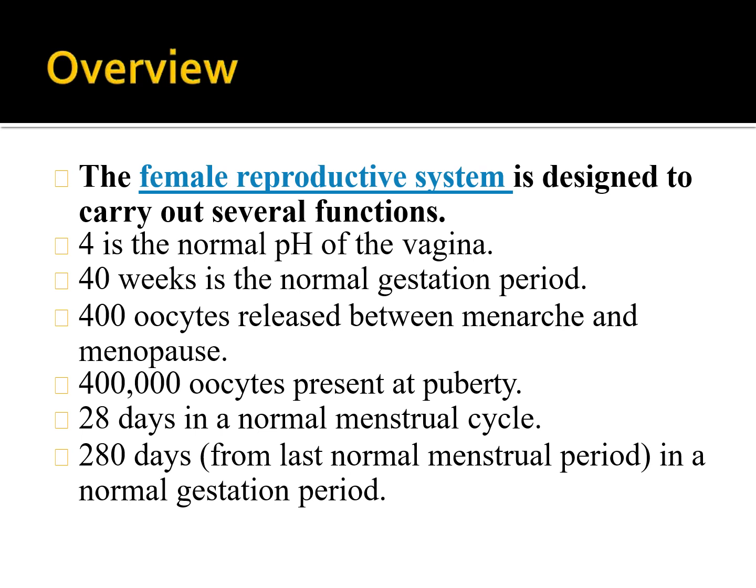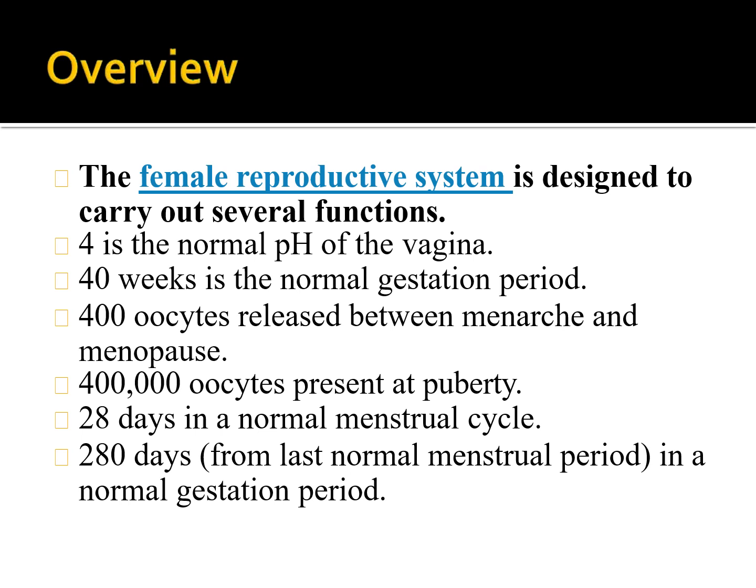And it releases around 400 oocytes between menarche and menopause. Menarche is the onset of first menstruation, and menopause is the stoppage of menstruation. In between menarche and menopause, every month alternately, both ovaries release around 400 ovums or oocytes. At the time of puberty, the ovary contains around 4 lakh oocytes, but out of that 4 lakh, only 400 will be released as secondary oocytes or ova.